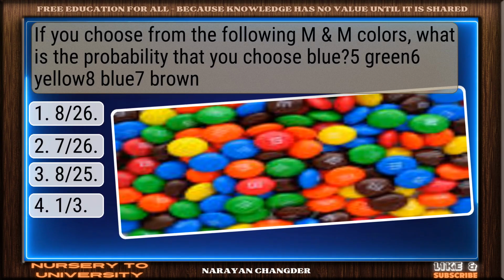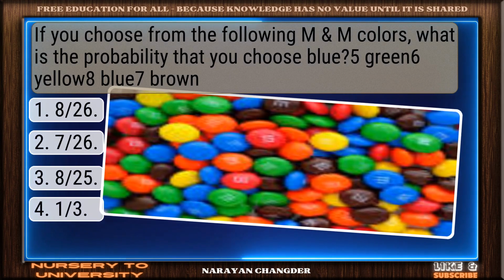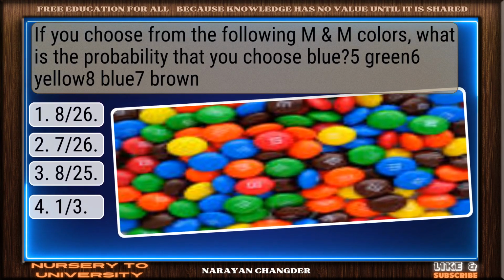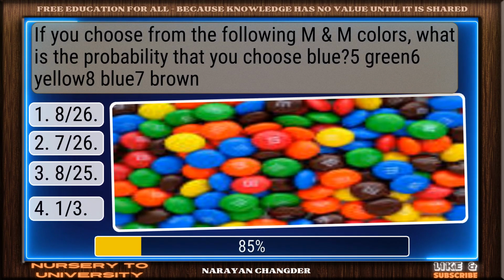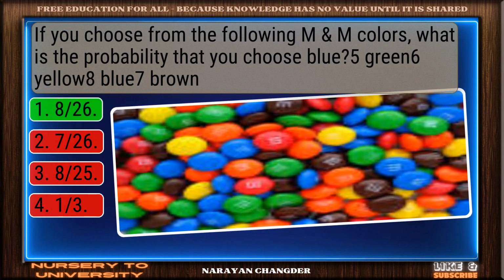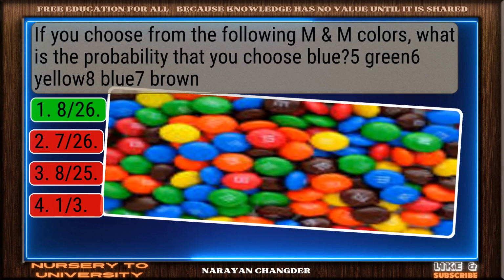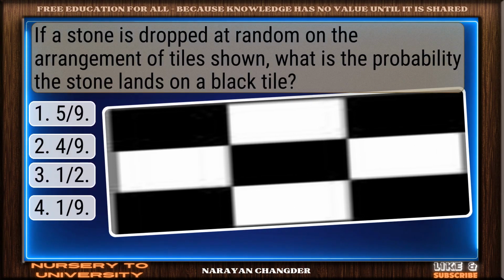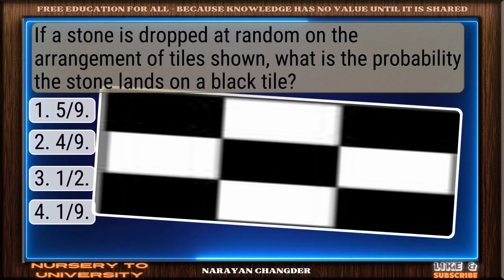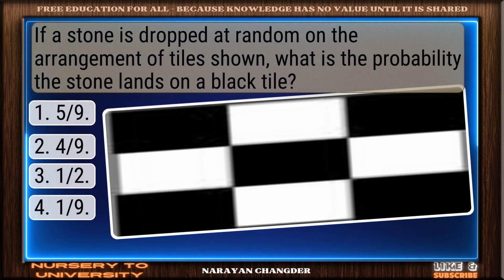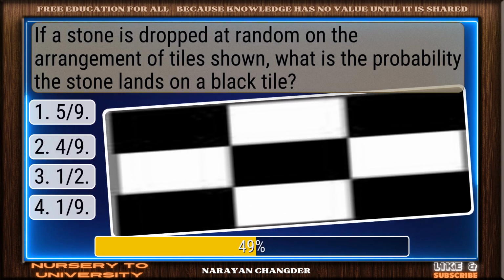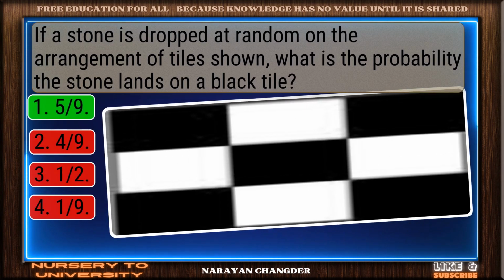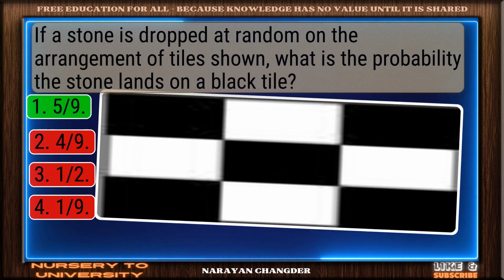If you choose from the following colors, what is the probability that you choose blue? 5 green, 6 yellow, 8 blue, 7 brown. Smart move. 8/26 is the accurate answer. If a stone is dropped at random on the arrangement of tiles shown, what is the probability the stone lands on a black tile? Solid response. 5/9 is valid.